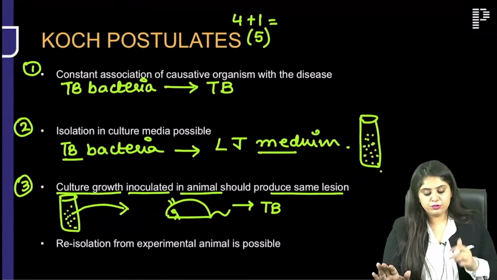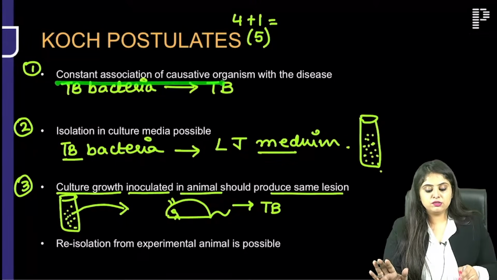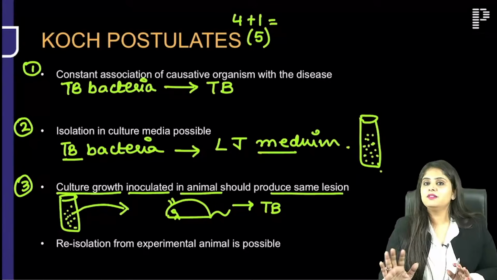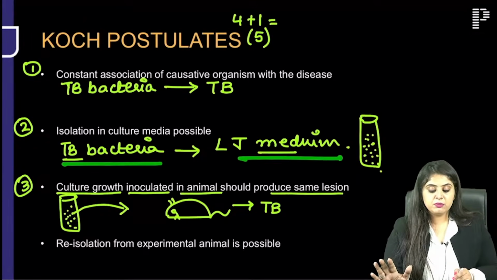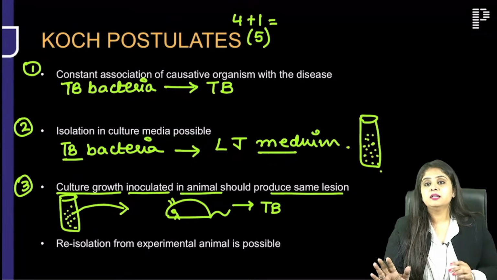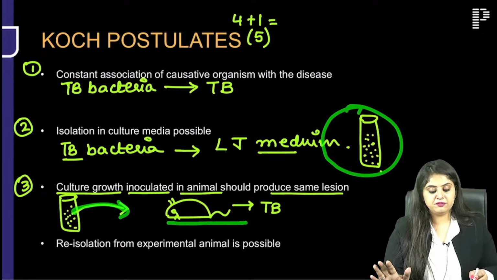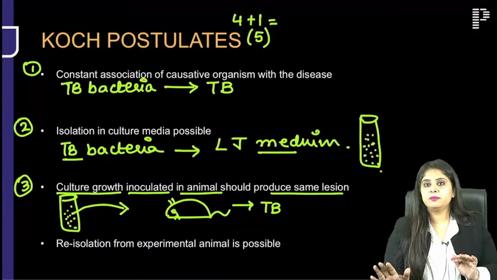So the three Koch postulates up till now are: TB can always cause TB, means constant association of the organism with the disease. TB will always cause TB only, it will never cause anything else. Constant association. Second, you should always be able to grow it in a culture media. Isolation in culture media is possible. Third, if the culture media is put in an animal, it should produce the same lesion. Human may lesion, animal may lesion, same.